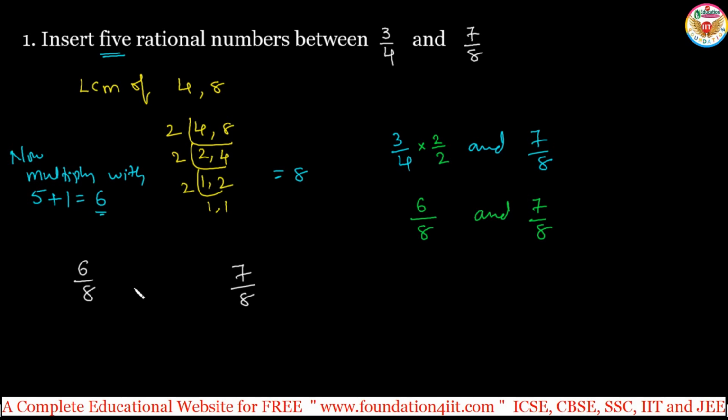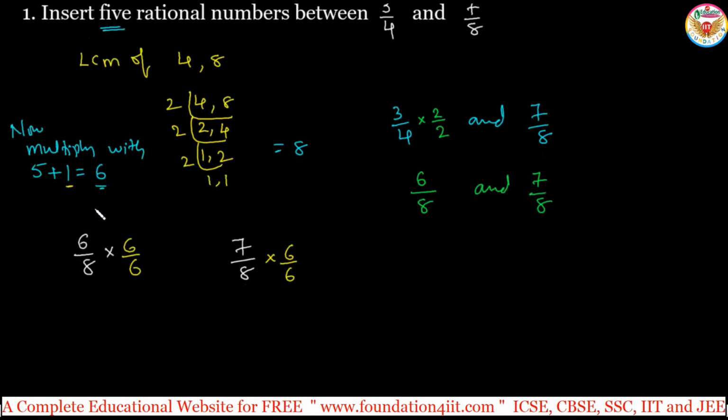You need to increase the denominator. Between 6 by 8 and 7 by 8, you can't say directly. So with the 6 you multiply and divide, with 6 by 6. Why only 6? Because we need to insert 5 rational numbers, right? So extra 1 you take. So I'll show this, why. So 5 plus 1 is 6. Now multiply with 6 by 6.